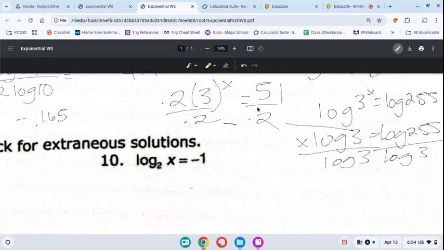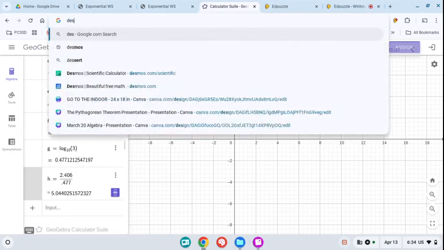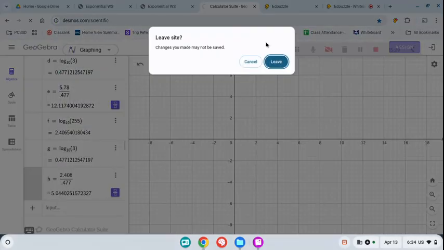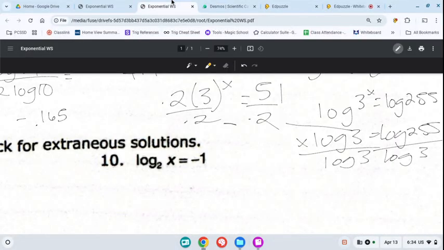Okay, so now that we figured out that GeoGebra hates me, we're going to switch to Desmos because I'm over it. All right, let's check this out.